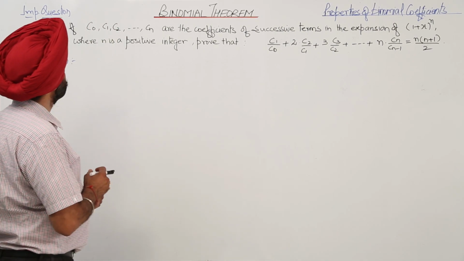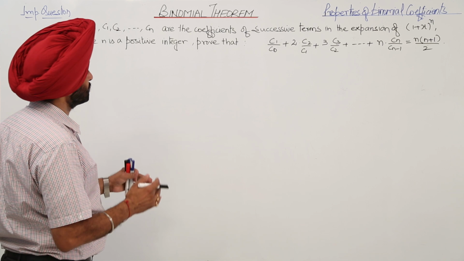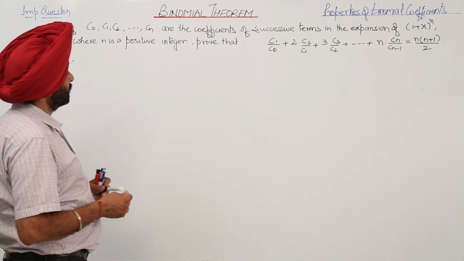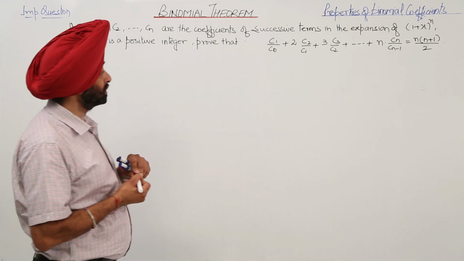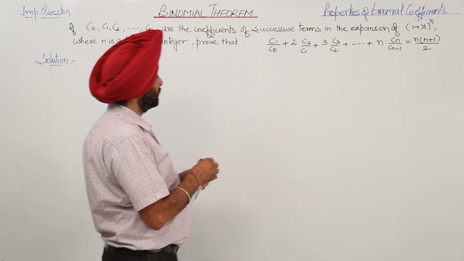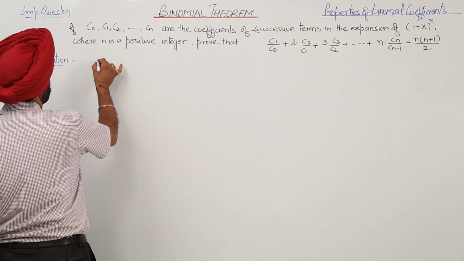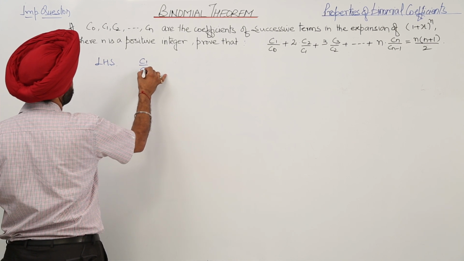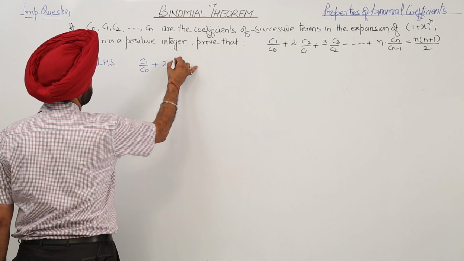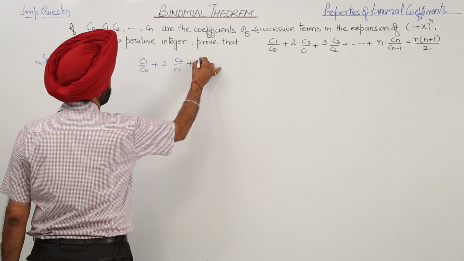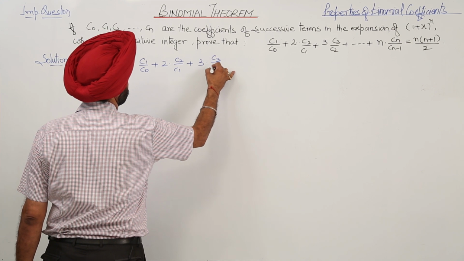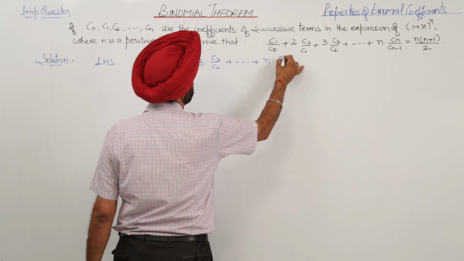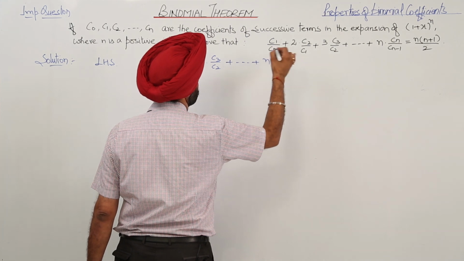Now in this question we have to prove that left hand side is equal to right hand side, and C0, C1, C2 are the binomial coefficients of the successive terms for the expansion (1 plus x) to the power n. Now the left hand side we are having C1 upon C0 plus twice of C2 upon C1 plus thrice of C3 upon C2 plus n times Cn upon Cn minus 1.